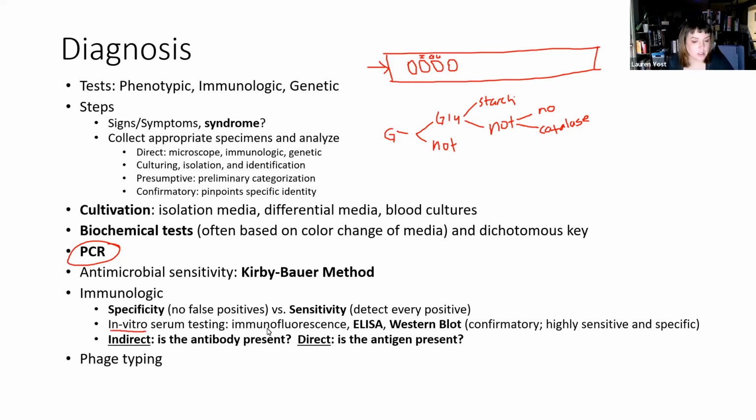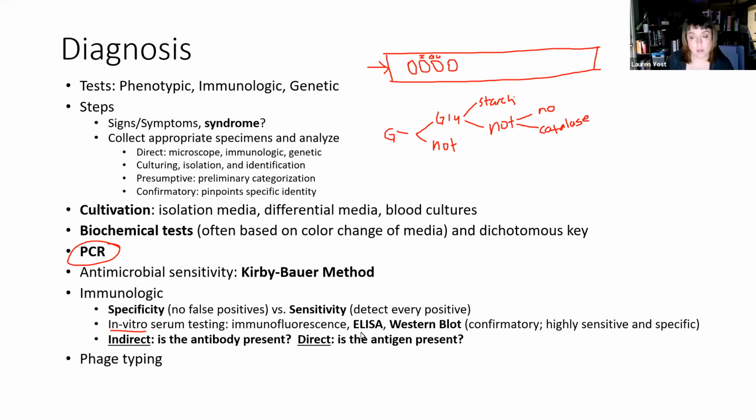In vitro serum testing. So this is taking serum out of a patient. In vitro is outside of the body. So we've taken a blood sample, we've spun down the tube, we've let it clot, and we've taken the serum off. And now we can use this to do all sorts of testing. So immunofluorescence, which is literally using fluorescent marked antibodies to look at the presence of something or not. And if it glows, it's there, and if it doesn't, it's not.